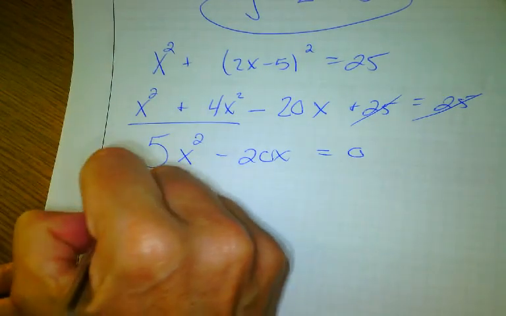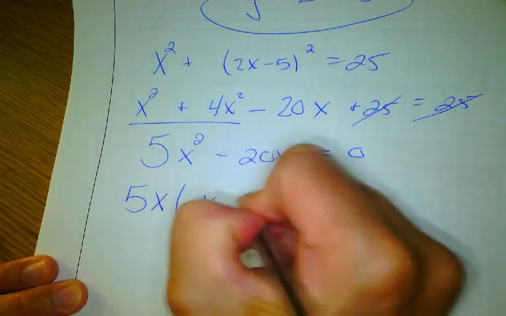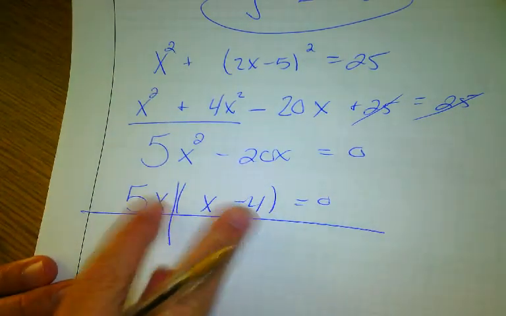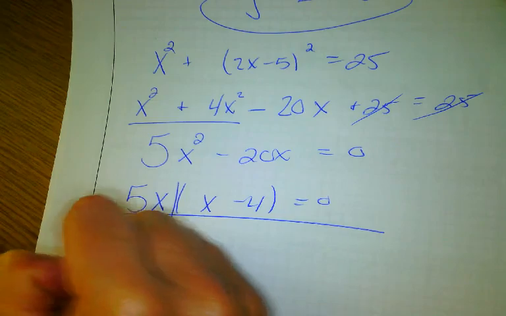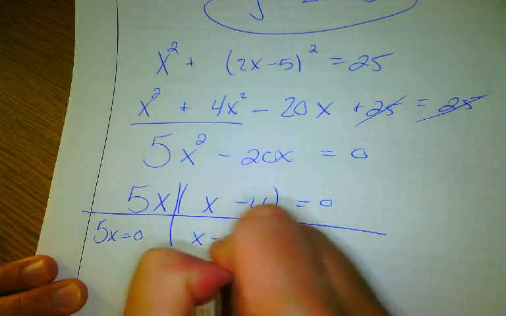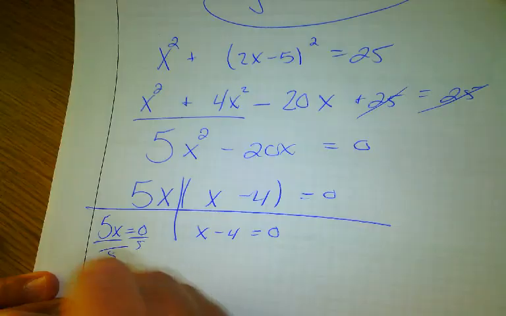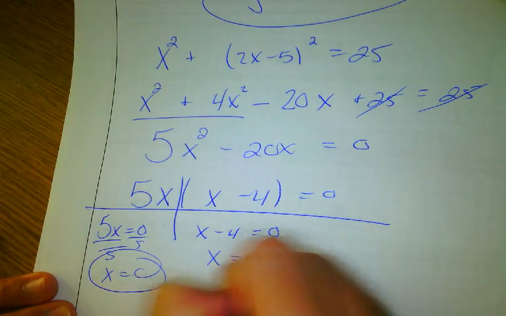Clearly I have a GCF. I'm going to pull out a 5 and an x, and then I'm left with x minus 4. I can tee that up. I have two x's, so I have two answers. I have 5x equals 0 and x minus 4 equals 0. Divide out my 5, and I get x equals 0. And here I get x equals 4.